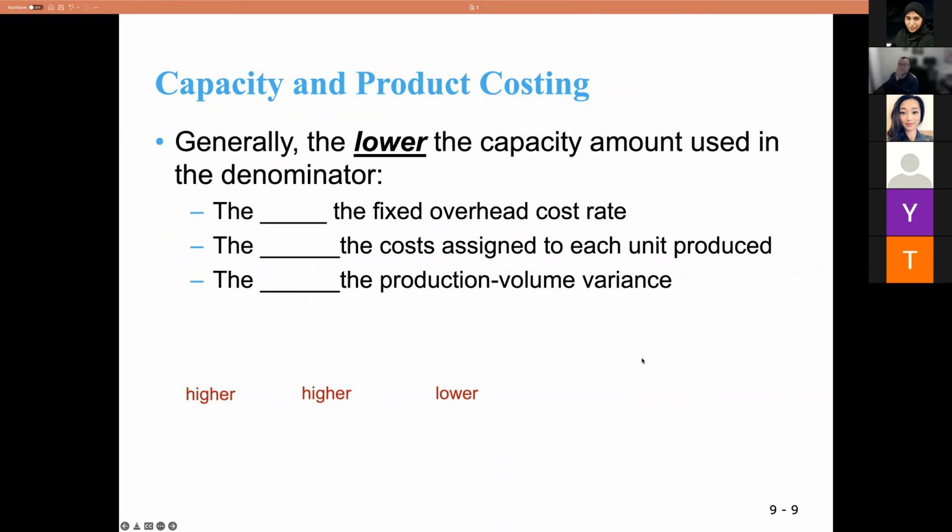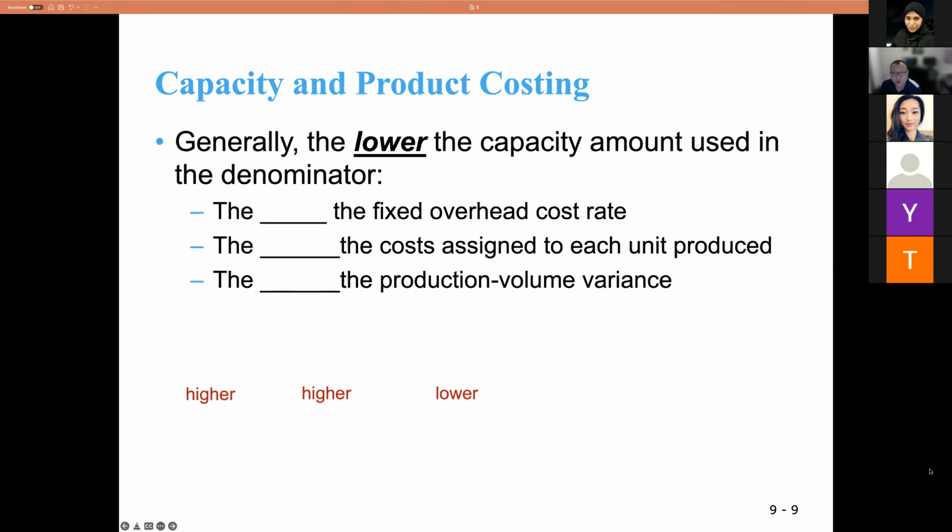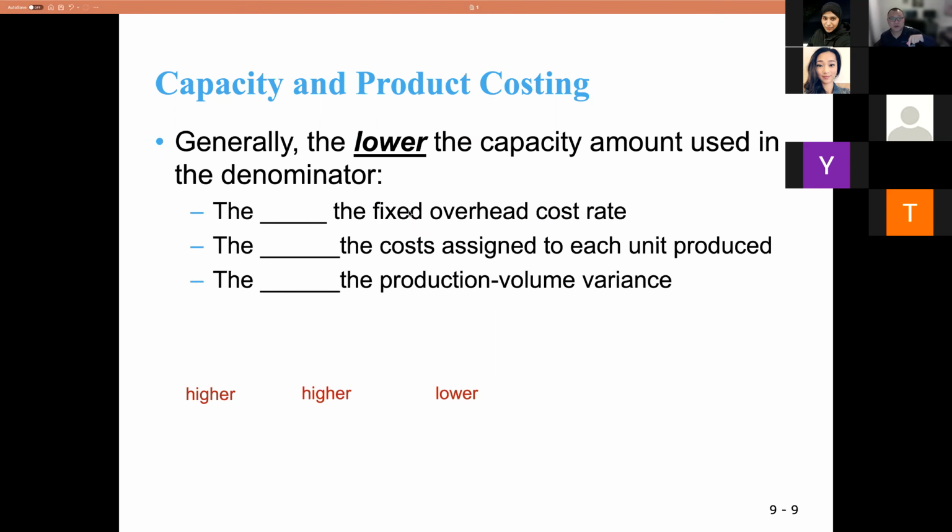So let's see if now you really understand this. If you are able to get these 3 boxes correct, you should be okay. So generally, the lower the capacity, that's the denominator, if that capacity amount is lower, what is going to happen to the fixed overhead cost? Lower or higher?